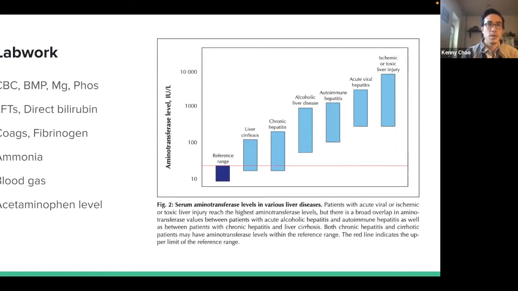You also want to get an ammonia level to assess for your encephalopathy, a blood gas, just get a lactate and pH, and then acetaminophen levels. It's pretty low-hanging fruit. It's a pretty common cause of liver failure, and it's treatable, so you want to get this as well. You can see on this graph that these are general ranges of transaminases for different liver pathologies, but the more acute ones you can see are at the higher end, from the upper hundreds to thousands.